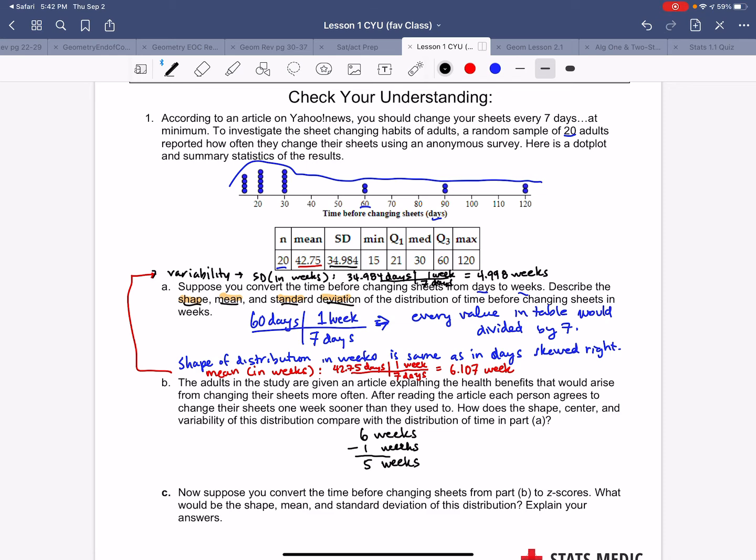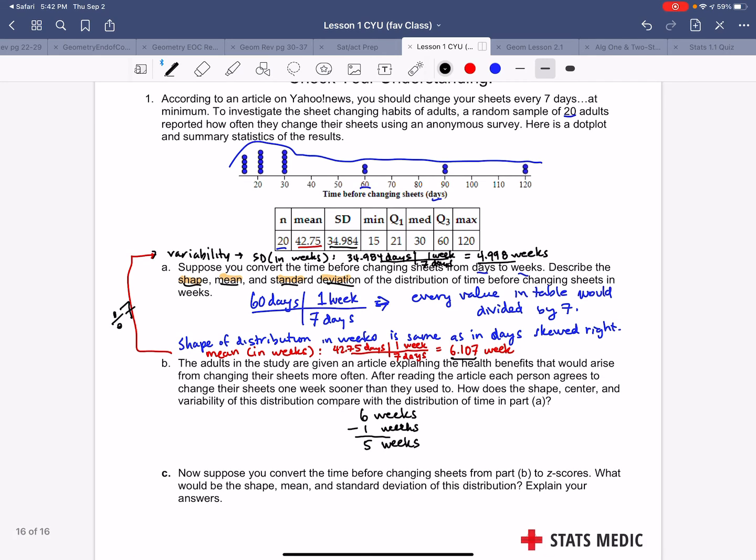How would that change our data? So again, here, all we were doing was dividing by 7. So that's going to divide the mean by 7 and divide the standard deviation by 7, right? So what happens when we subtract 1 from everything? Well, the shape should be the same, right? It's still skewed right.